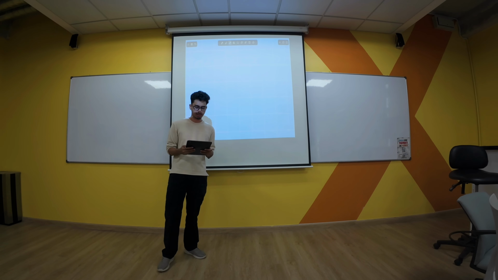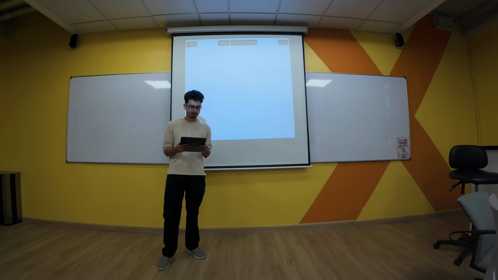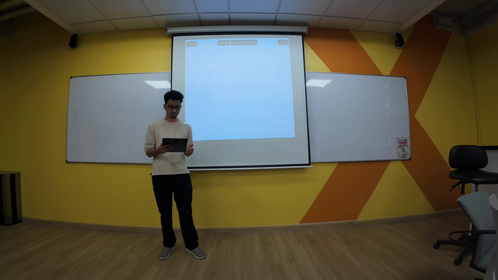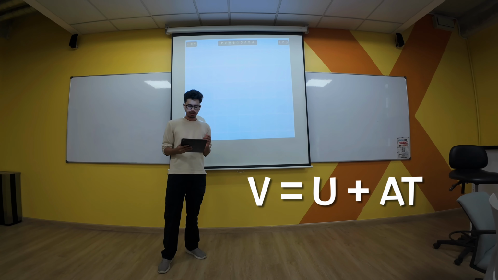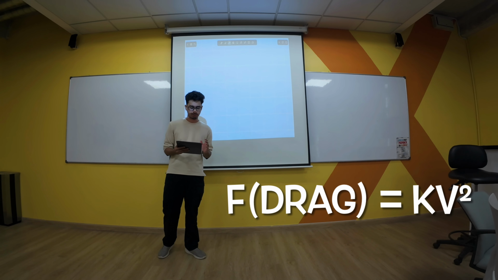To know how a car's speed actually changes over time, we must use differentiation, because differentiation tells us how fast something changes. Instead of just using simple formulas such as v equals u plus at, we can use a differential equation to get more accurate results for a car or an object that is moving. So let's start with the equation for drag, which is F drag equals kv squared.